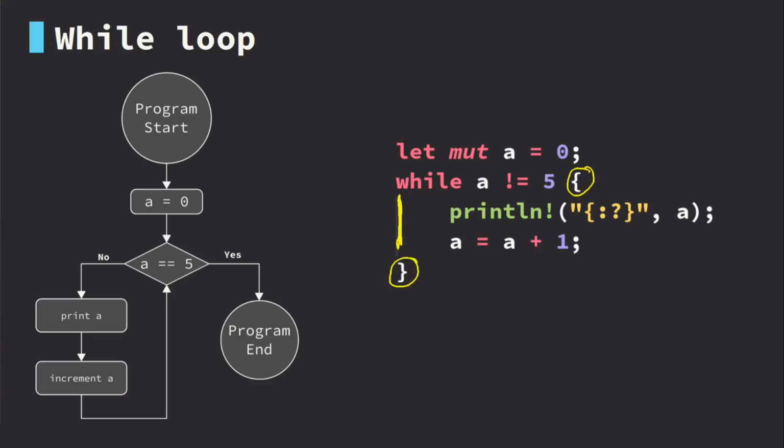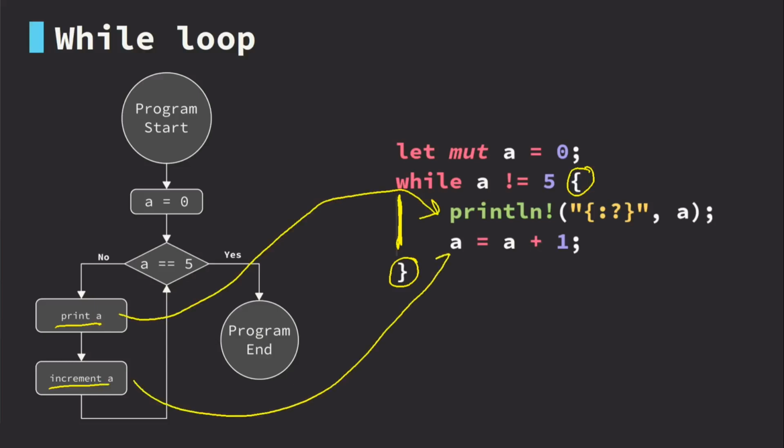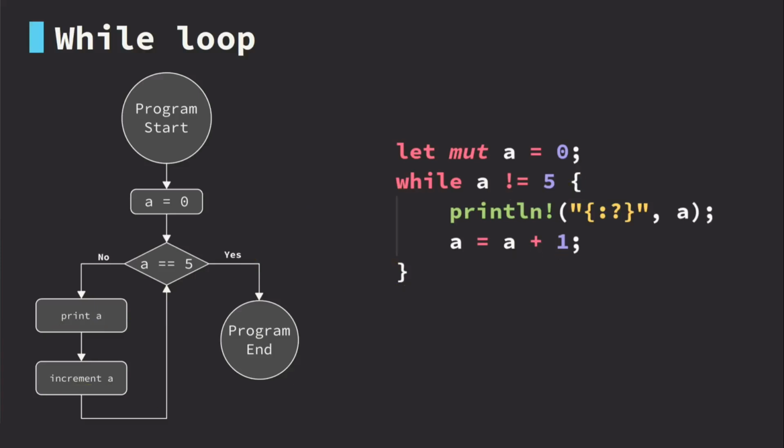execution of the code. So first, we print the value of a, as indicated by the println macro. Next, we increment a by reassigning a to itself plus 1. On the first iteration of the loop, a will be set to 1. Execution will then reach the end of the loop, return to the conditional check, and it'll be checked again.